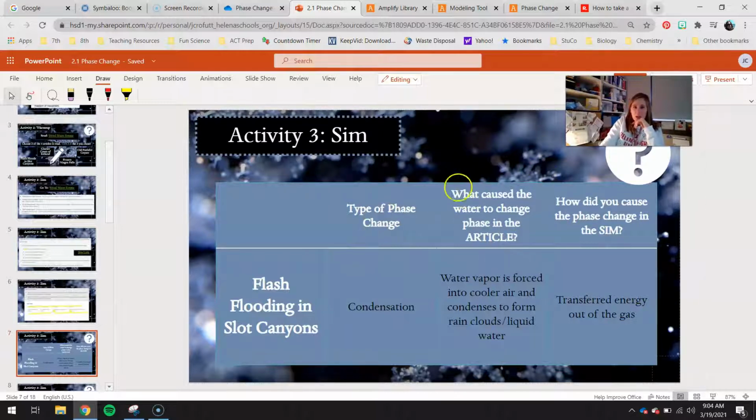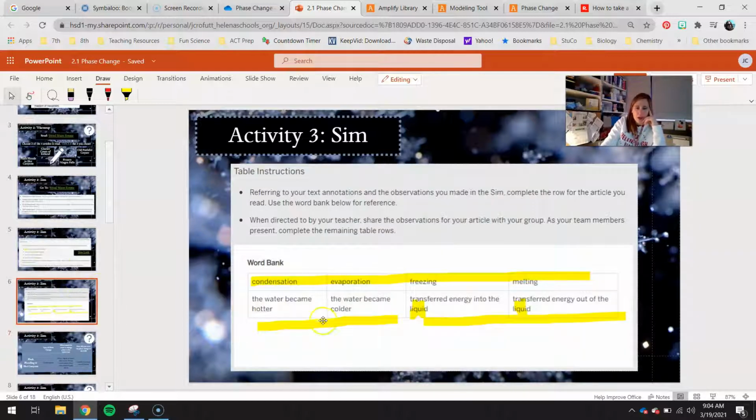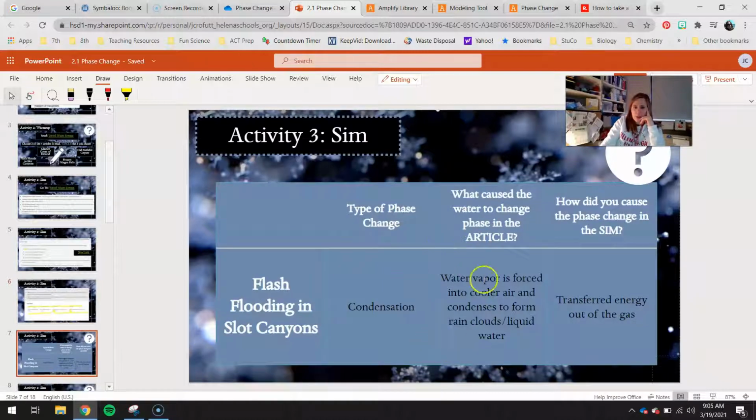Okay, what caused the water to change phase in the article? You can kind of give a canned response. From the word bank, the water became hotter or the water became colder. In this case, it became colder. You can use that, or I went into a little more detail from the article and said water vapor is forced into cooler air and condenses to form rain clouds or liquid water. So I gave a little more detail with that response.